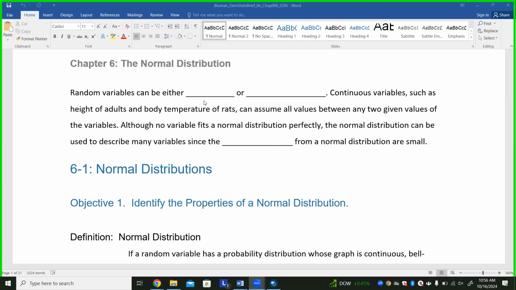All right, here we go. So in chapter 6, we're going to talk about normal distribution. This is where a lot of your statistics come from. This is your bell curve. This is where I'm heavy hard on 6, 7, 8, and 10.